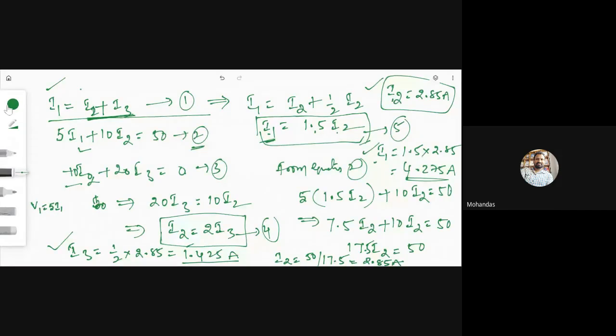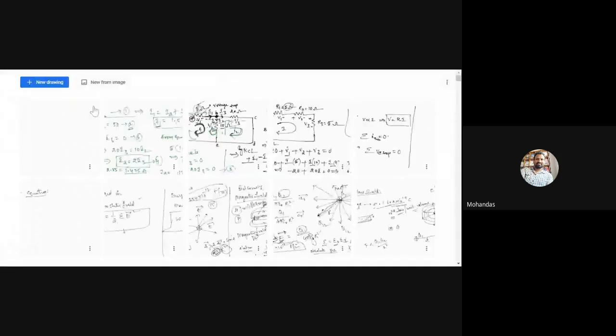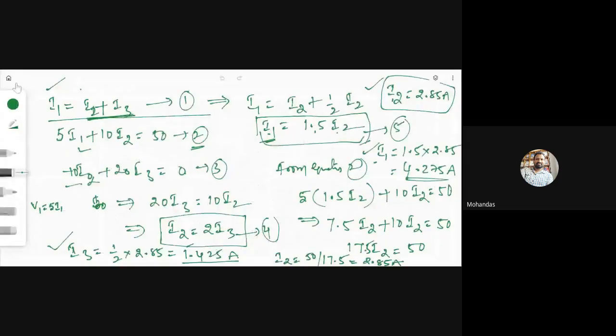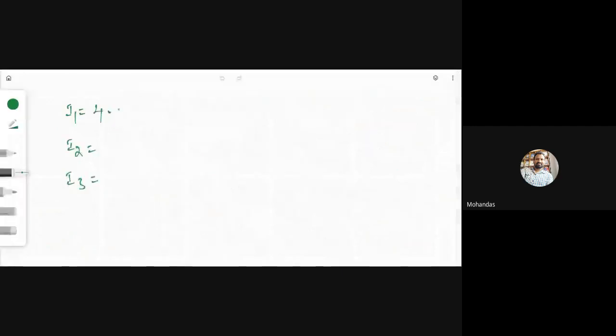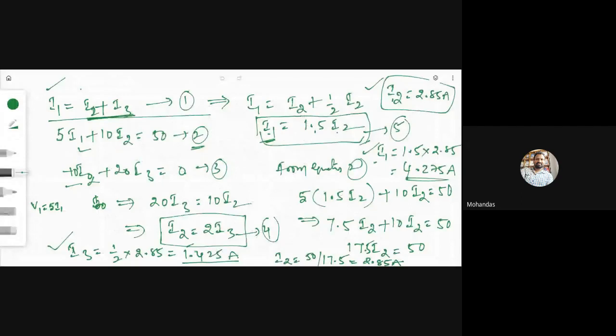Otherwise I will do one thing here. Let me finish this problem. So I1 equal to, please tell me what are the I1, I2, I3 values here. I1 value 4 point 275. I2 2 point 85, 1.425, 2.85.